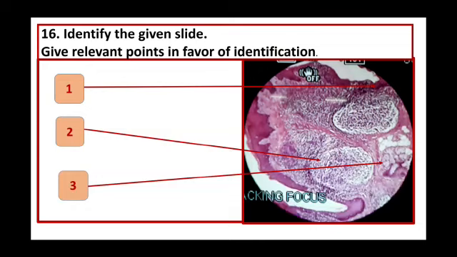So now we'll go on to slide number 16. Try to identify the slide and give points in favor of its identification.